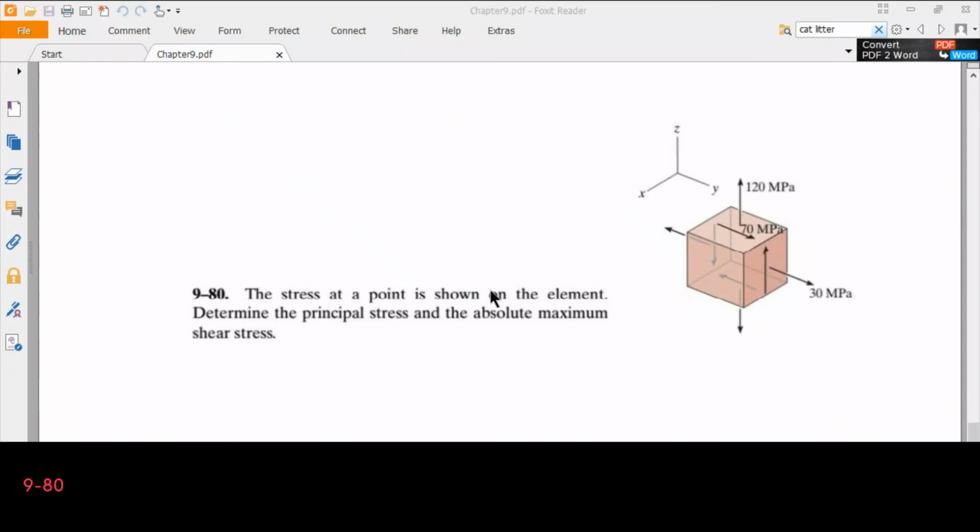Now the next question is that the stress at a point is shown on the element. Determine the principal stresses and the absolute maximum shear stress. So we are given a state of stress on a unit differential element. As we see, we have only stress components in the Z and Y directions. We don't have any stress component in the X direction. Therefore we can easily say that this is a plane state of stress. Now the first thing that we need to do is to draw the Mohr circle for this problem.